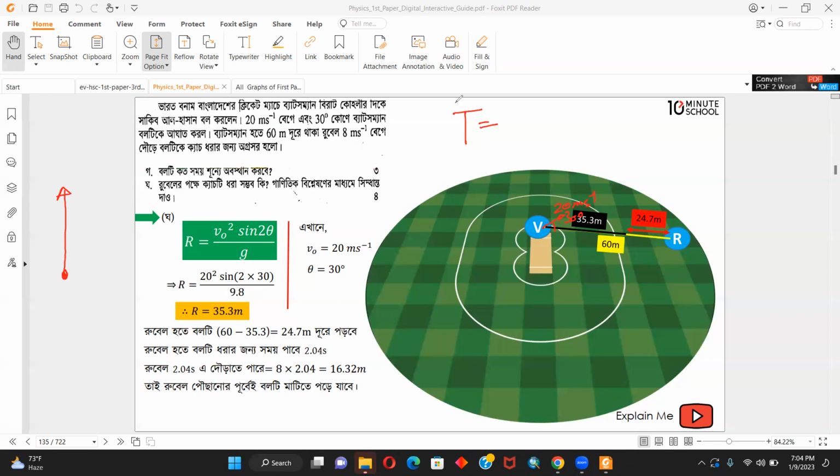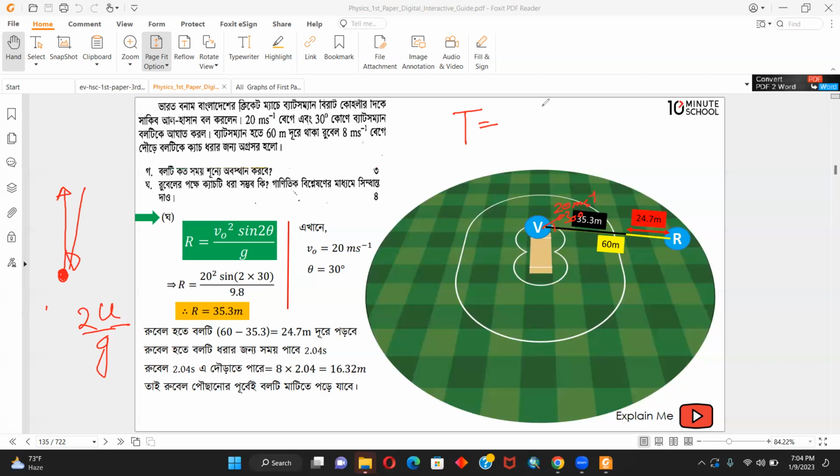Let's move away from projectile. In this case, I have thrown a ball straight upwards. In that case, when will it reach the highest height? It is u by g, right? I think you have forgotten it. U by g, that is the initial velocity upon gravitational acceleration. And when will it reach the ground again? That will be 2u by g.